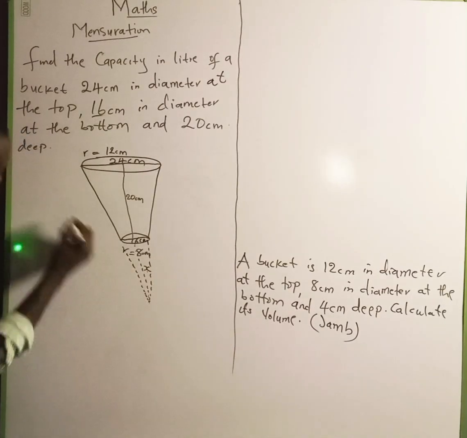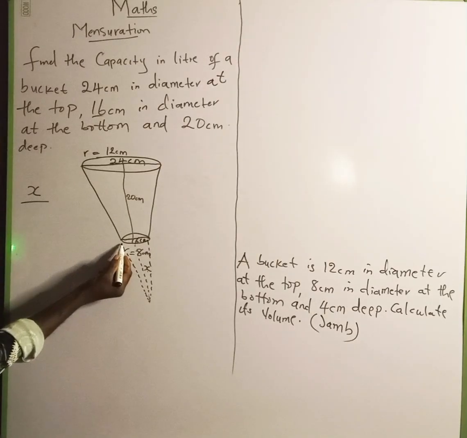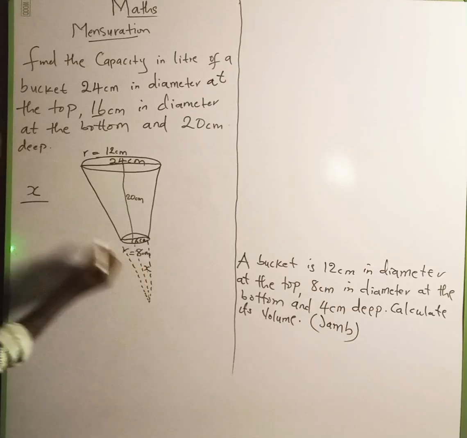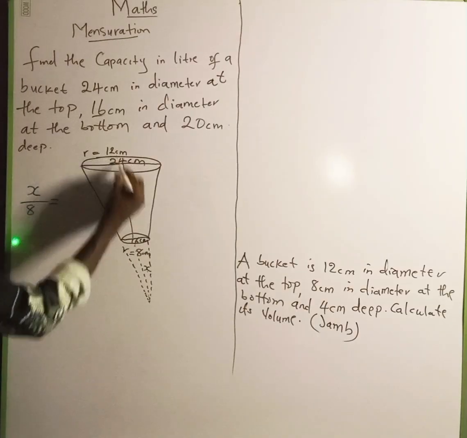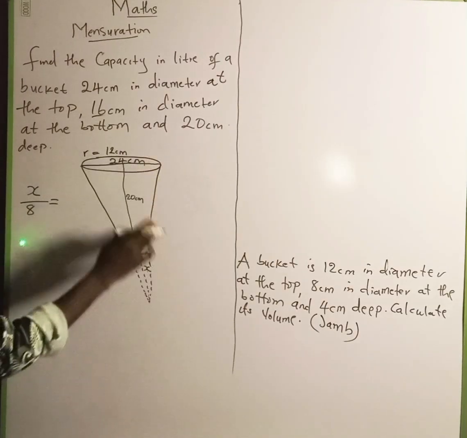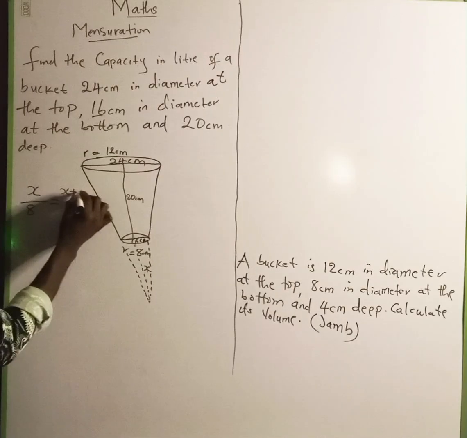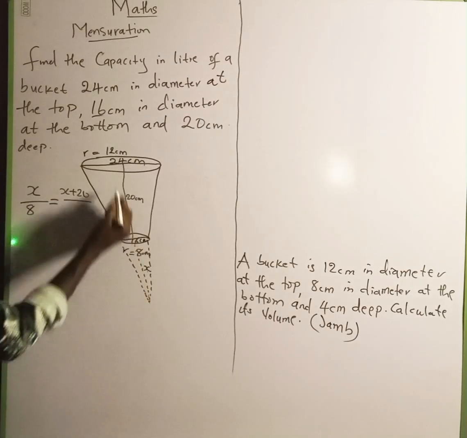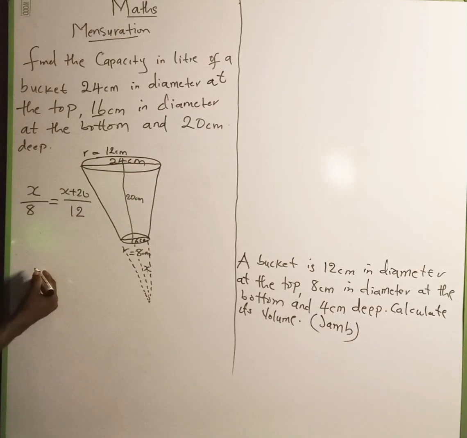So we can now say that x over the radius of the small cone. X is the height of this small cone. The radius of the small cone, which is 8 cm, so x over 8 should be equal to the height of the big cone, which is x plus 20, divided by the radius of the big cone. The radius of the big cone is 12. Are you getting it?